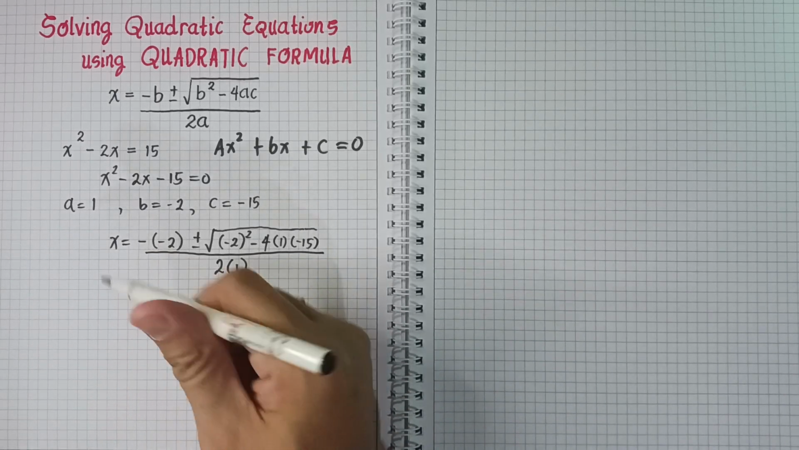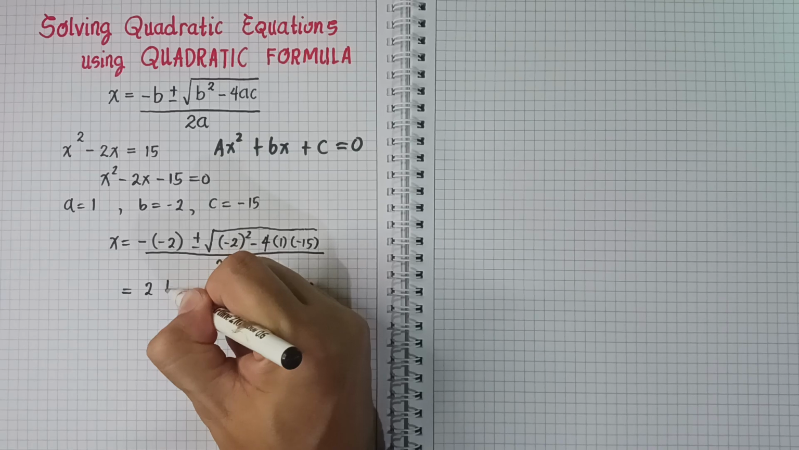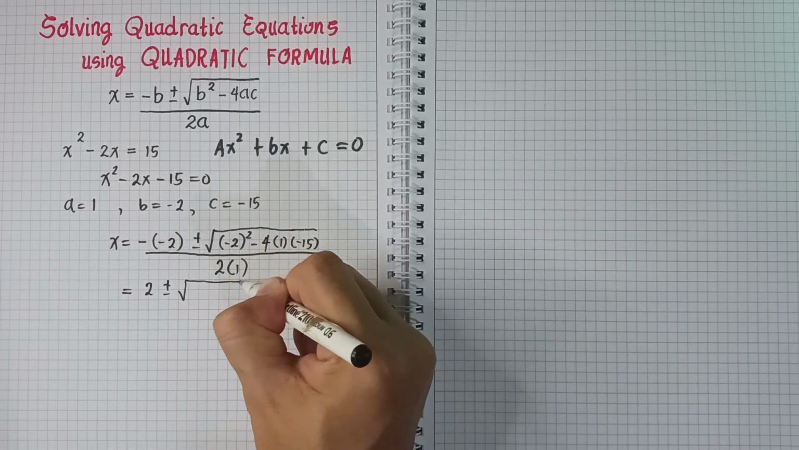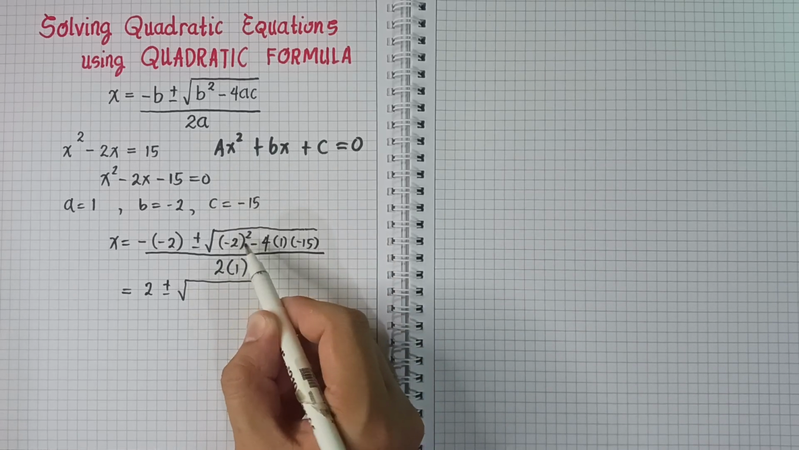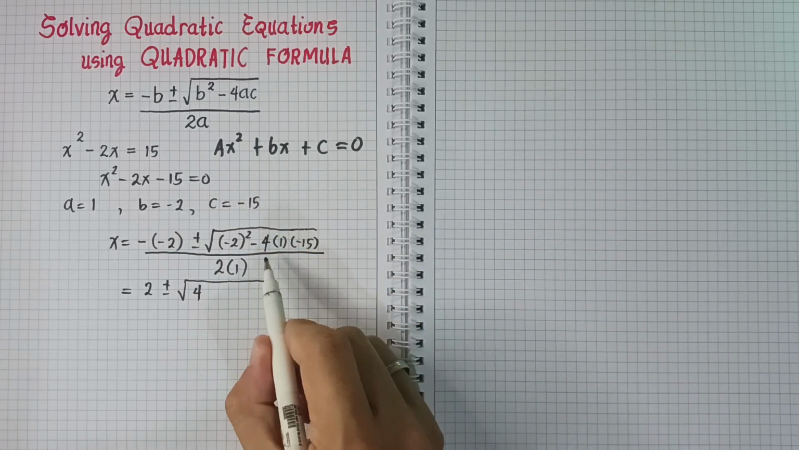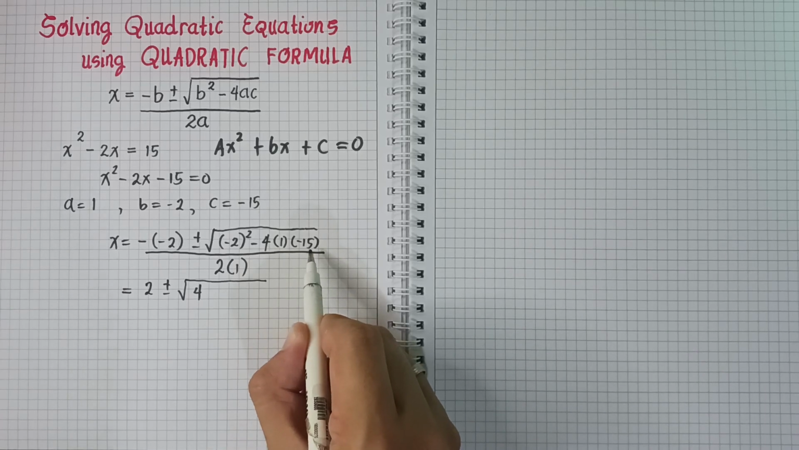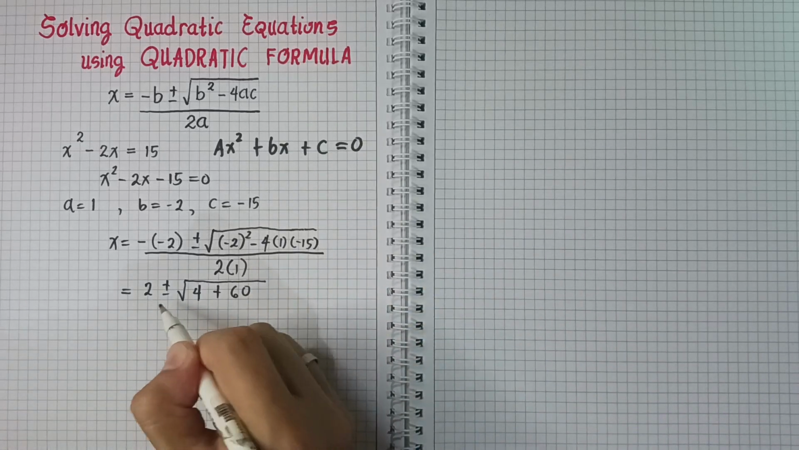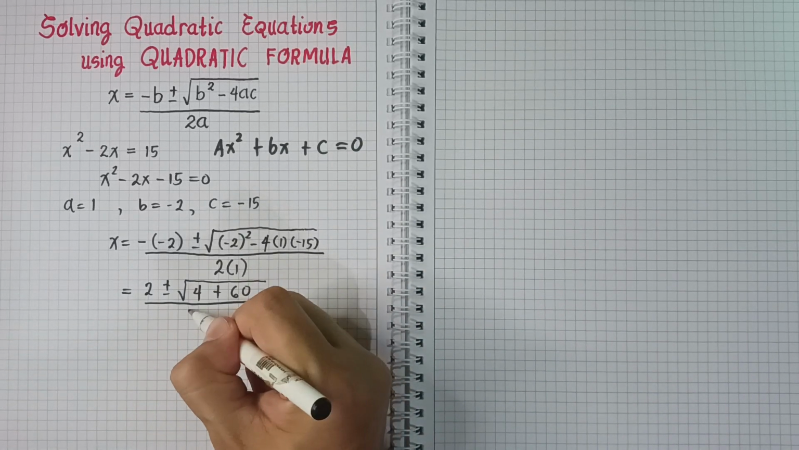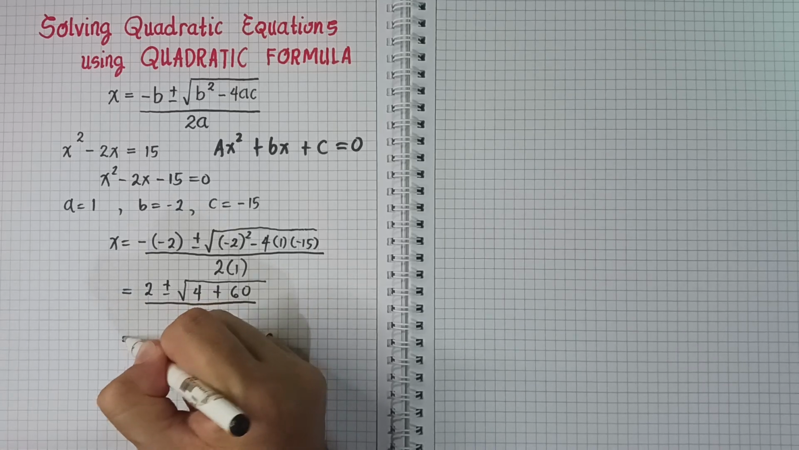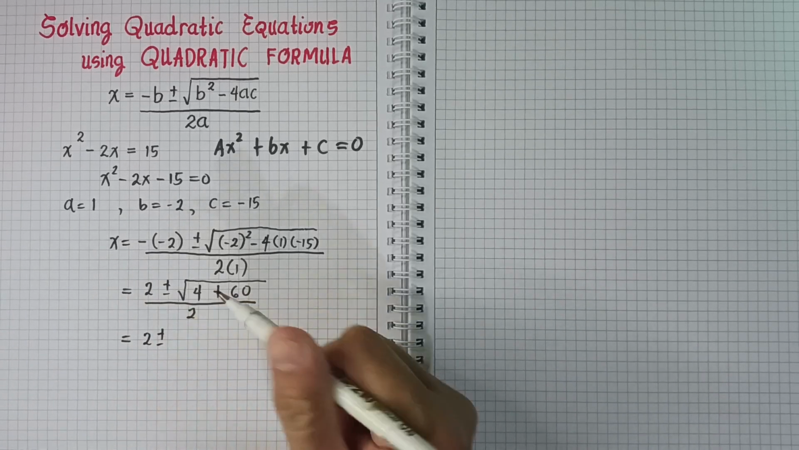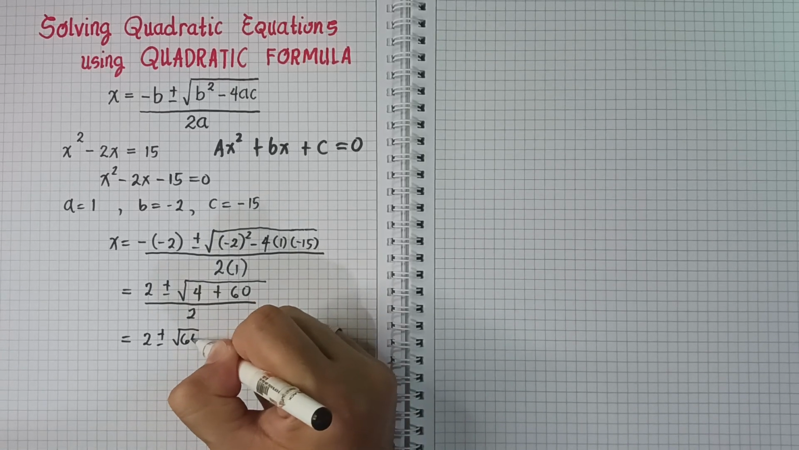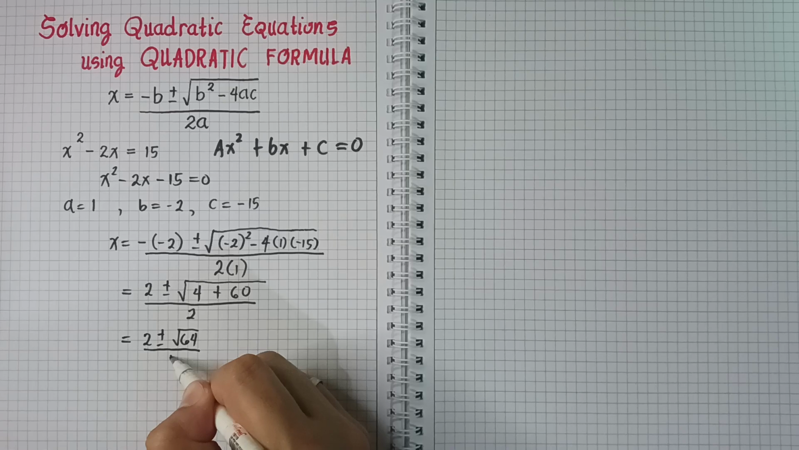Negative times negative, that is equal to positive. So it becomes positive 2 plus or minus. Let's simplify inside the radical sign. So negative 2 squared, that is equal to positive 4. Okay, and then negative 4 times 1 is negative 4 times negative 15. That is equal to positive, very good, 60. Okay, and then let's simplify again. So 2 times 1 equals 2. Bring down 2 plus or minus the square root of 4 plus 60, that is equal to the square root of 64, all over 2.